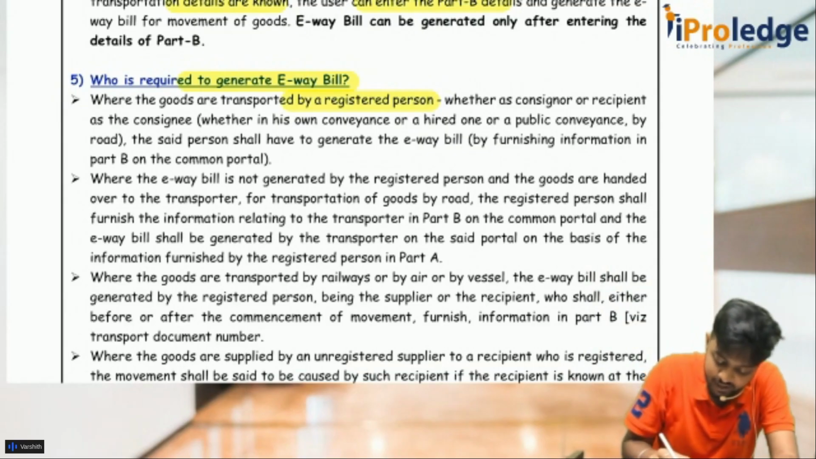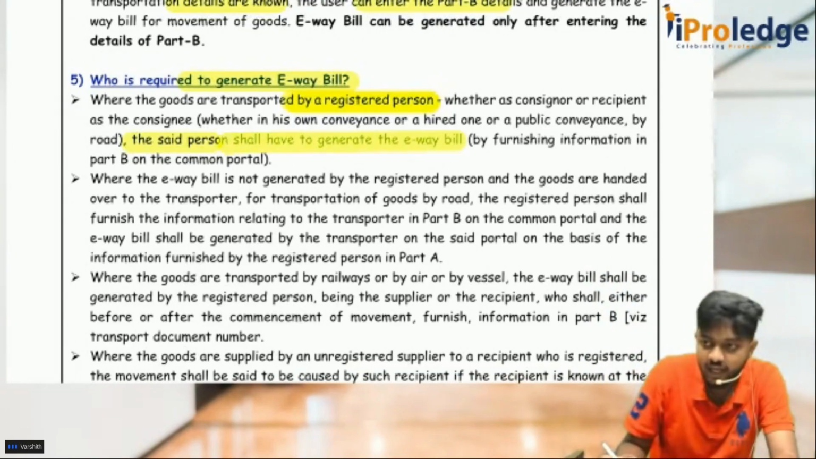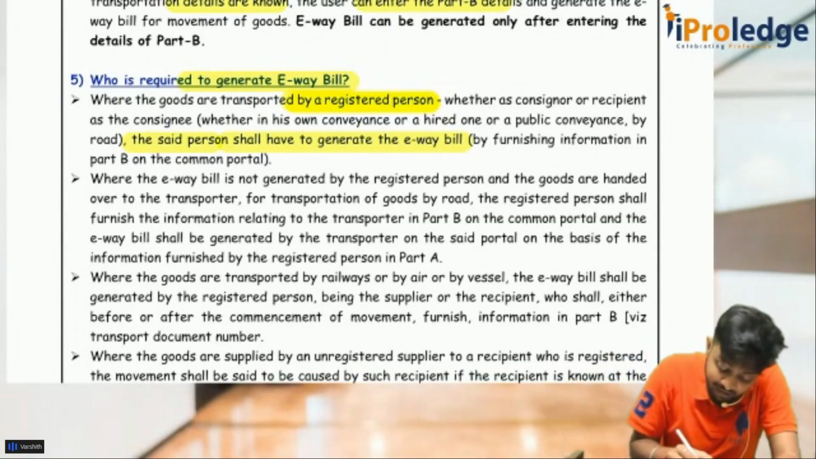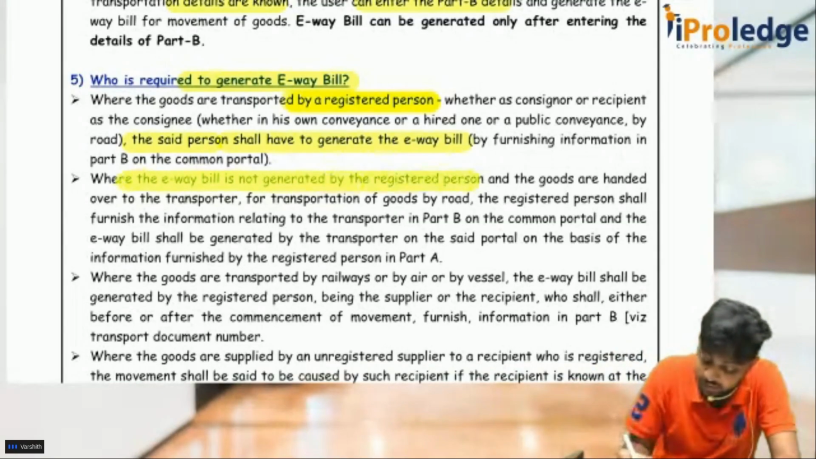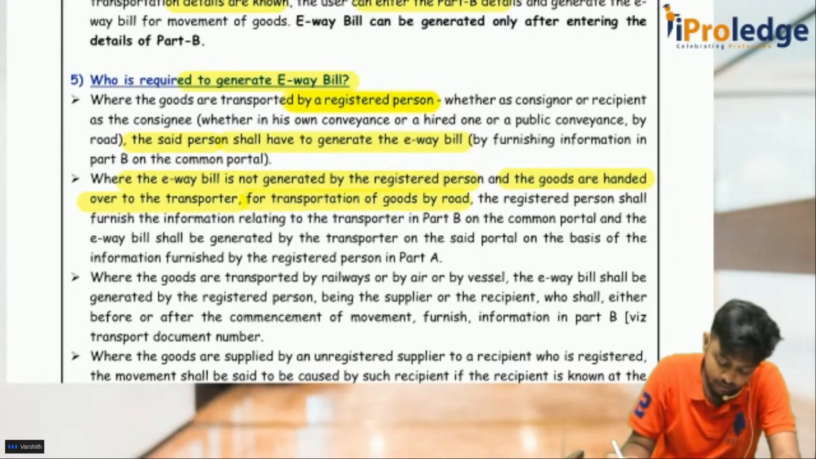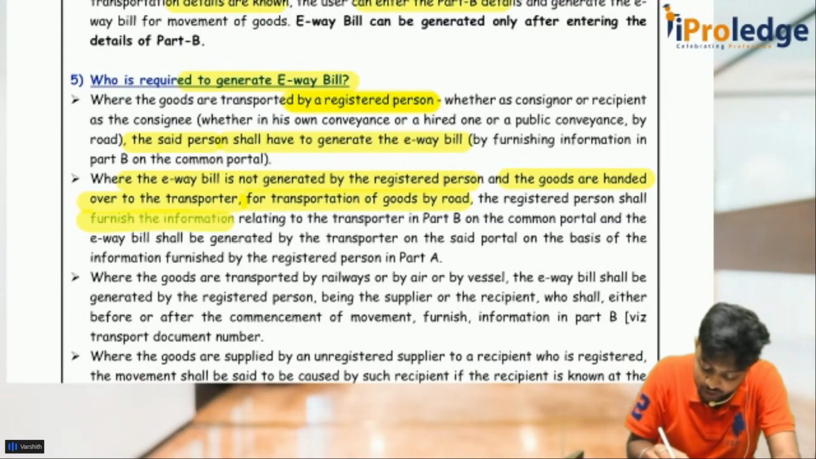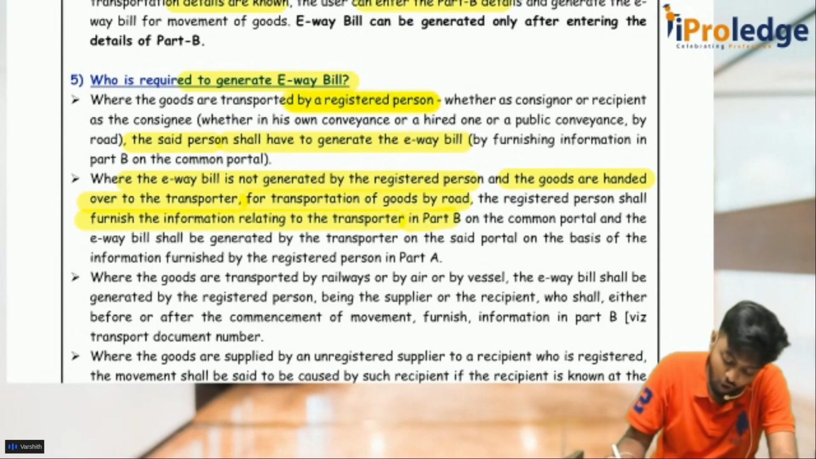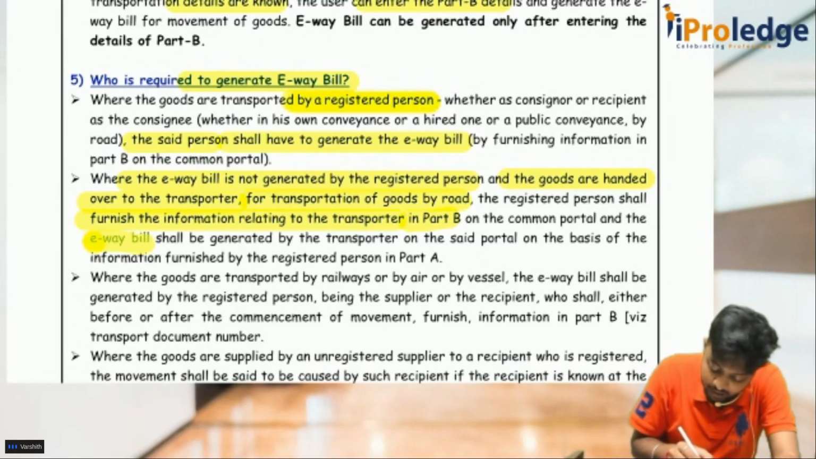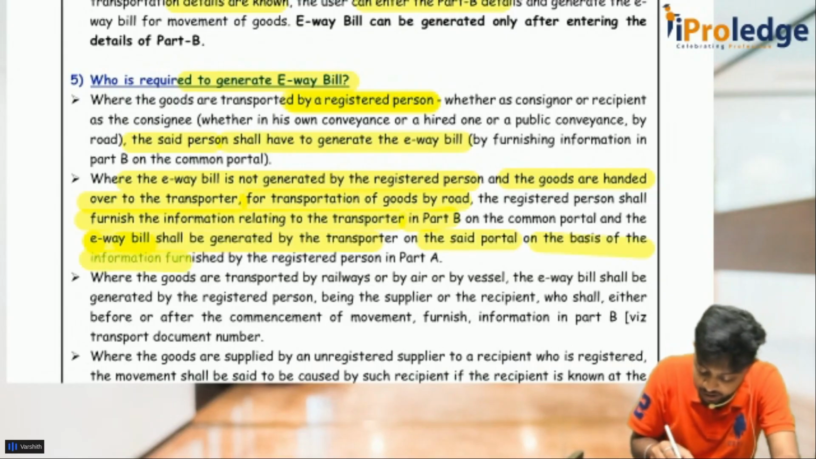So when it is transported by a registered person, then the said person shall have to generate the e-way bill. Where the e-way bill is not generated by the registered person and the goods are handed over to the transporter for the transportation of goods by road, the registered person shall furnish the information relating to the transporter in part B on the common portal, and the e-way bill shall be generated by the transporter on the portal on the basis of the information furnished by the registered person in part A.